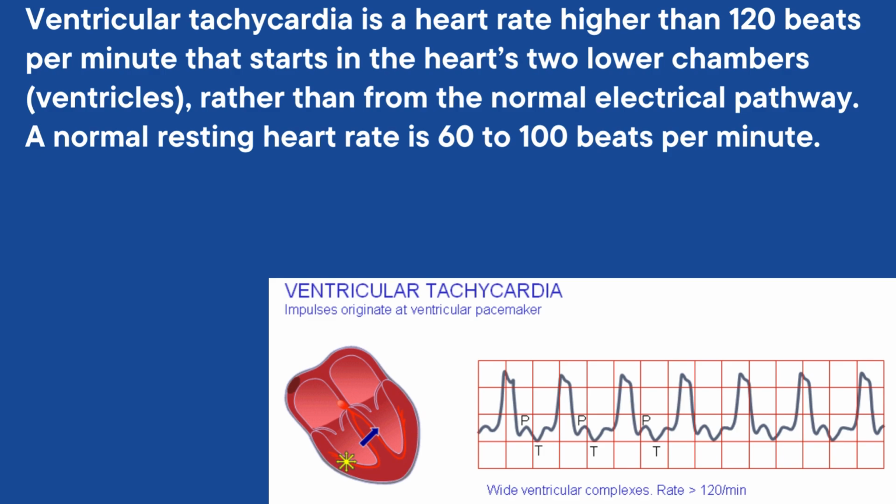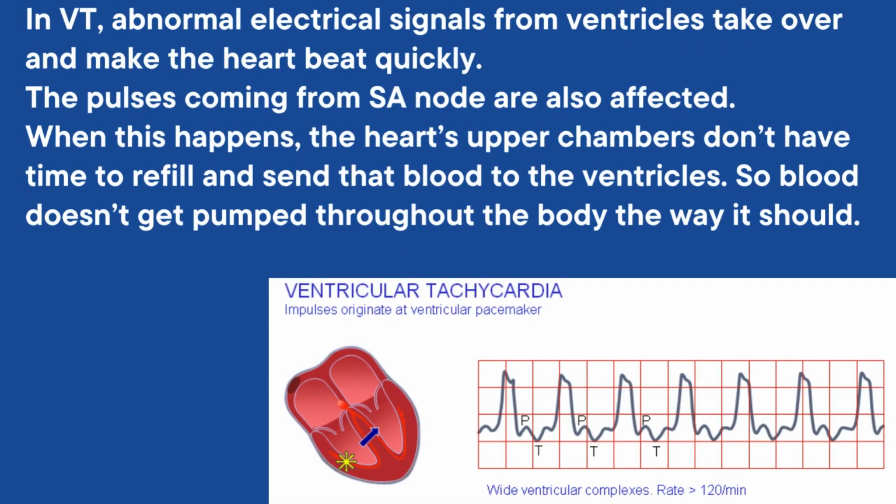Usually it starts in the SA node, but in this condition it starts in the ventricle. A normal resting heart rate is 60 to 100 beats per minute, but in this case, it will be more than 120 beats per minute. In VT, abnormal electrical signals from the ventricles take over and make the heart beat quickly. The pulses coming from the SA node are also affected. When this happens, the heart's upper chambers don't have time to refill and send that blood to the ventricles. So, blood doesn't get pumped throughout the body the way it should.